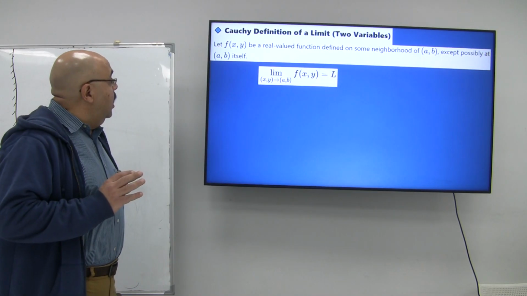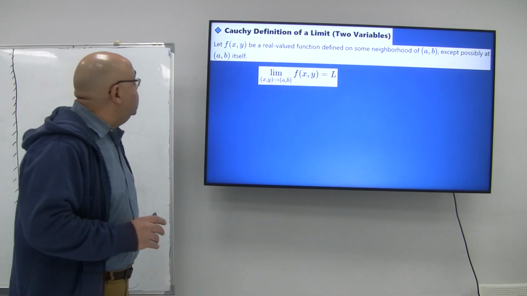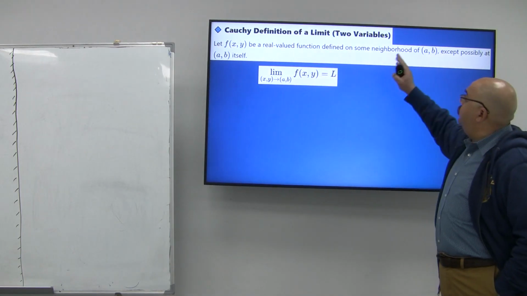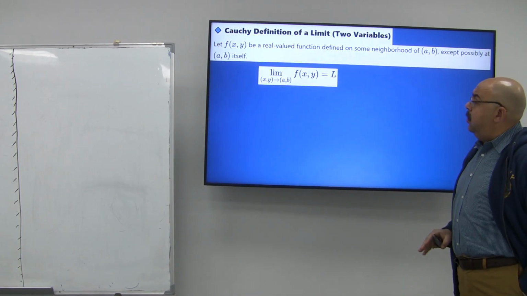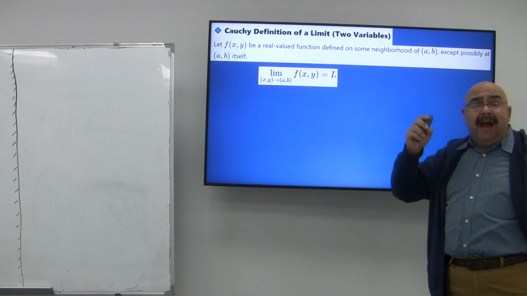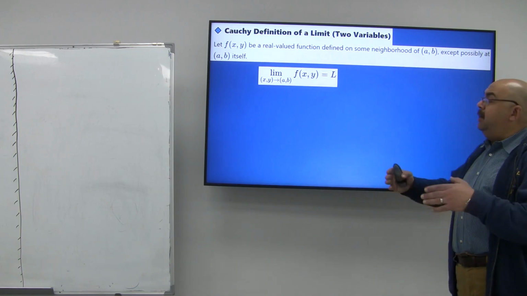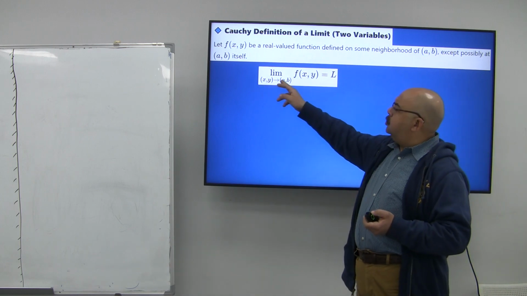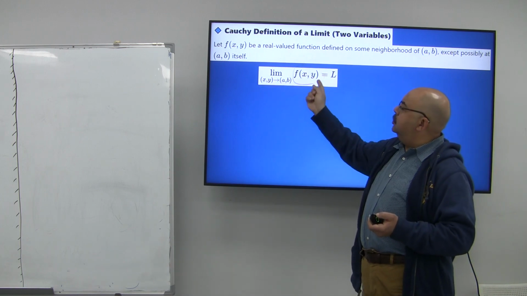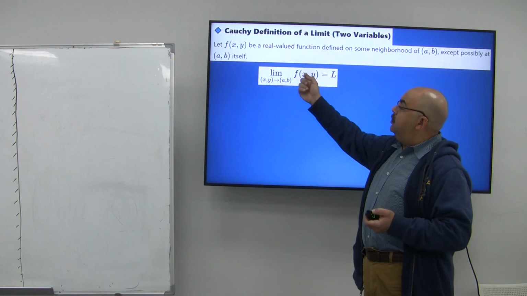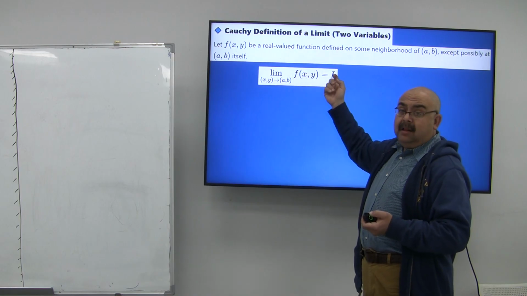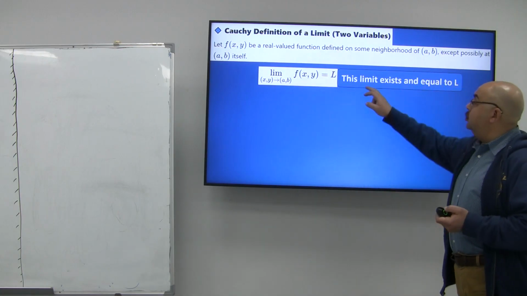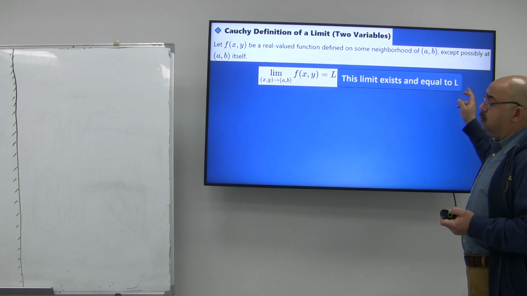So the theory in general states that if f of x, y is a real valued function defined on some neighborhood of a certain point, except possibly at this point, so it's an accumulation point, around (a, b), then for the limit of f of x, y as (x, y) tends to (a, b) to exist and equal L, we must have the following.